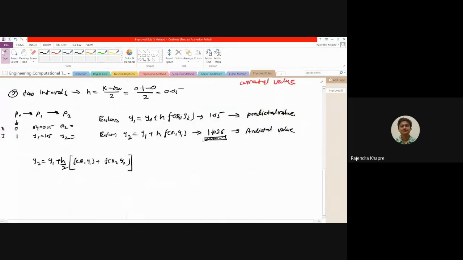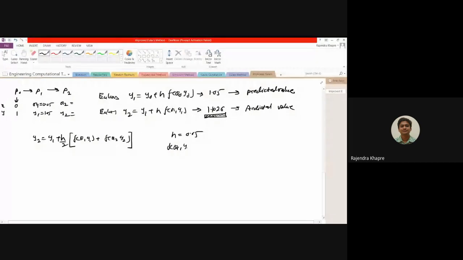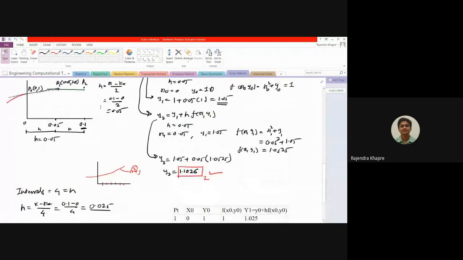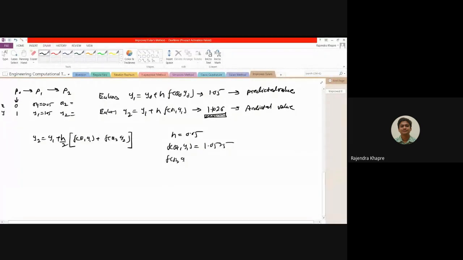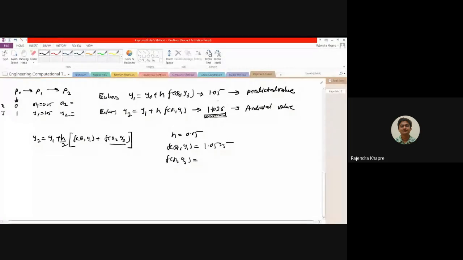So we have to calculate the values. In this particular case, the value of h we already know is 0.05. Then f of x1 y1, I think we have already calculated in the previous step when we used 2. So this is f of x1 y1, it is 1.0525. But f of x2 and y2 we have not yet calculated, because y2 is this value.